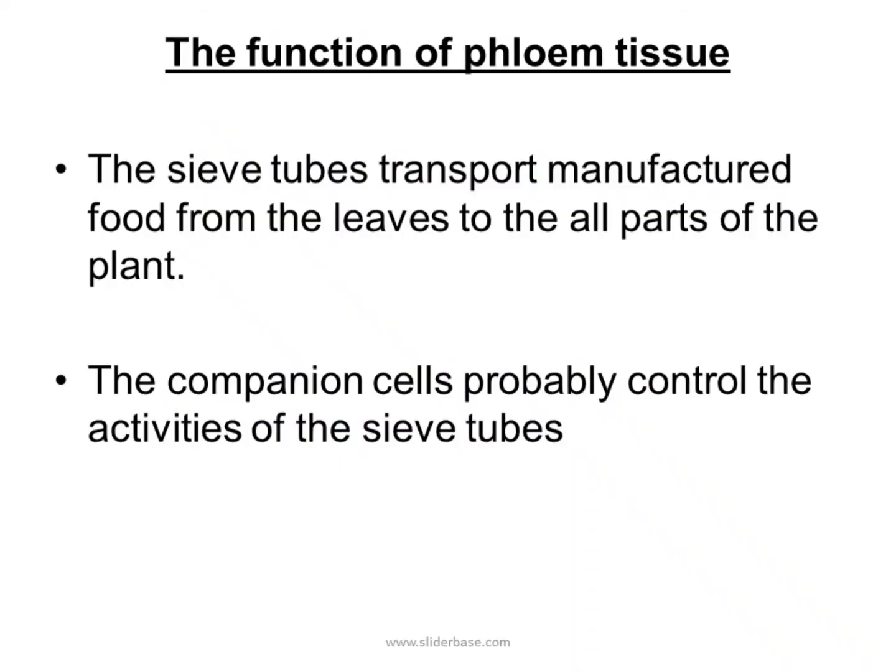Now, what are the functions of phloem? The first is conduction of food. The sieve tubes transport manufactured food from the leaves to all parts of the plant. And students, this distribution of food by phloem is also called translocation. And the second thing is the companion cells probably control the activities of the sieve tubes. And phloem fibers provide mechanical strength to the plant. So that's all about complex permanent tissues.